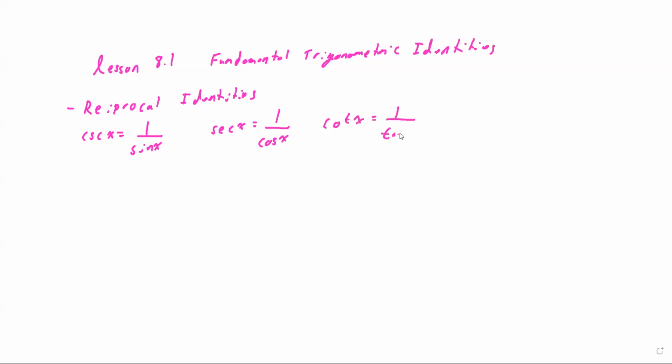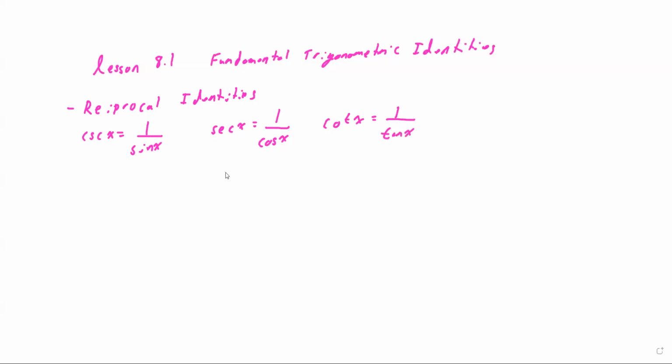And again, we've written all of these down before, but now you can have them in one location as you're taking your notes. And you have that cosecant of x is equal to 1 over sine x. You have secant of x is equal to 1 over cosine x. You have cotangent of x is equal to 1 over tan x.